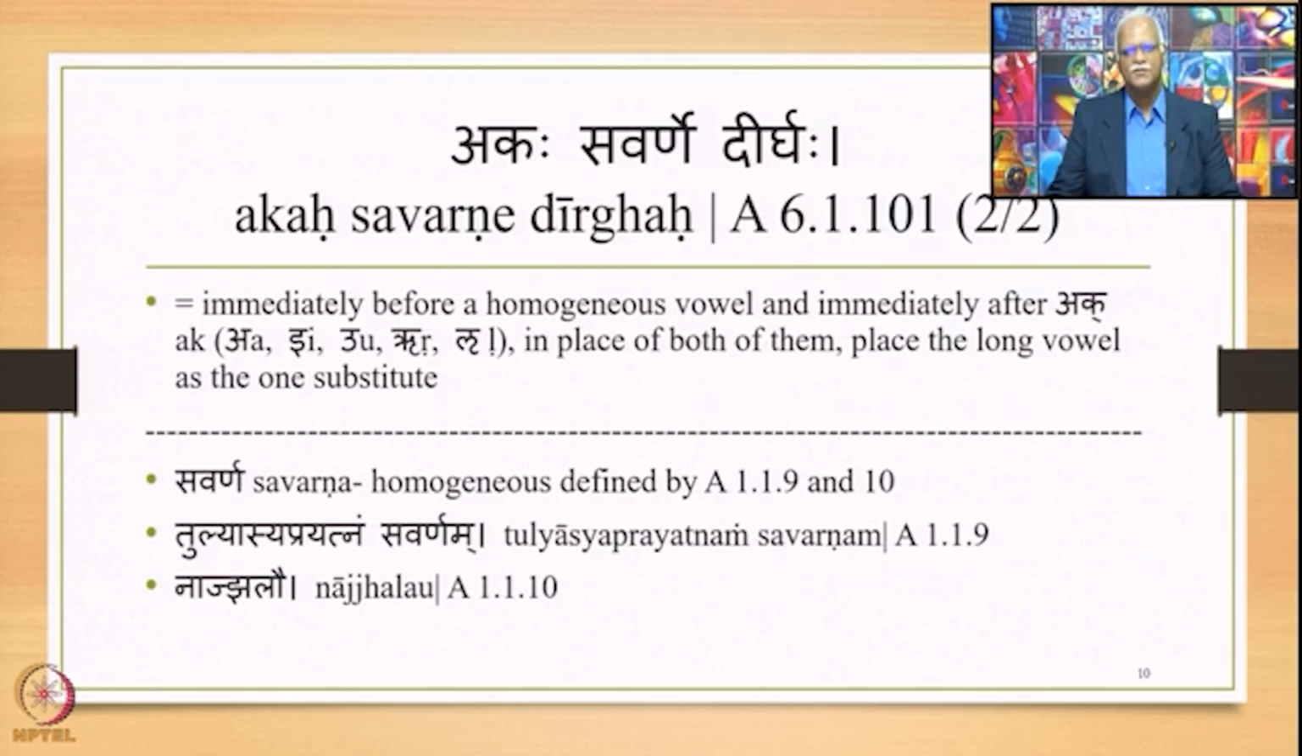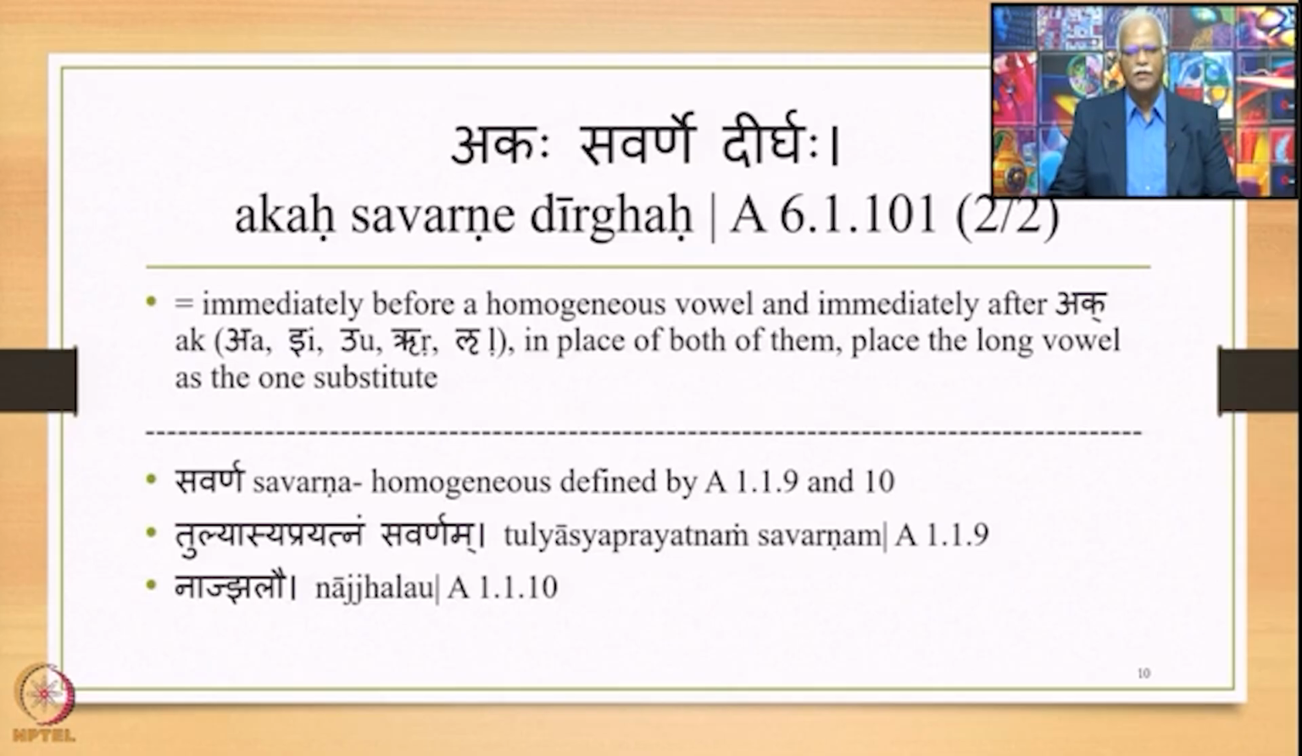When we put all these things together, we get the meaning of the sutra Akasavarne Dirghaha as the following. Immediately before a homogeneous vowel, Savarne achi, and immediately after ak, akaha, in place of both of them, purva parayoho, place the long vowel dirghaha as the one substitute, ekaha.